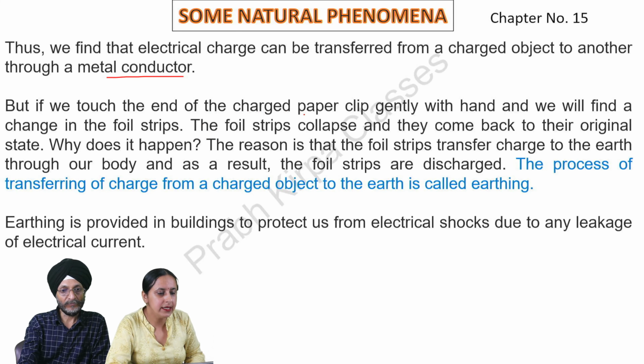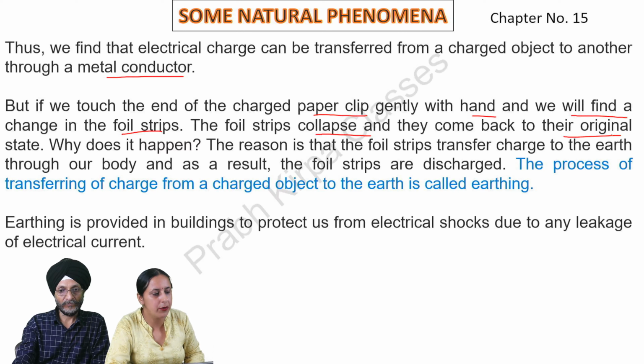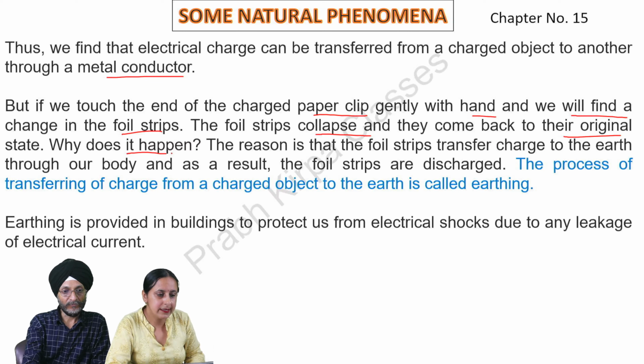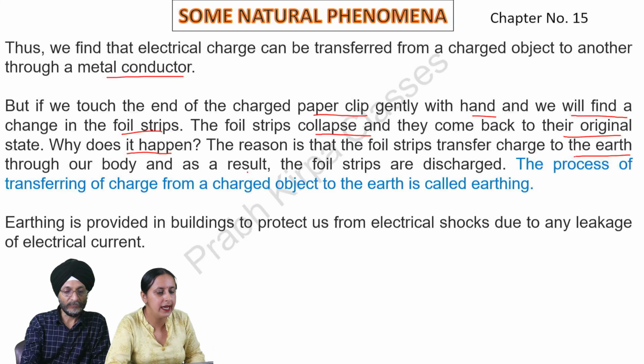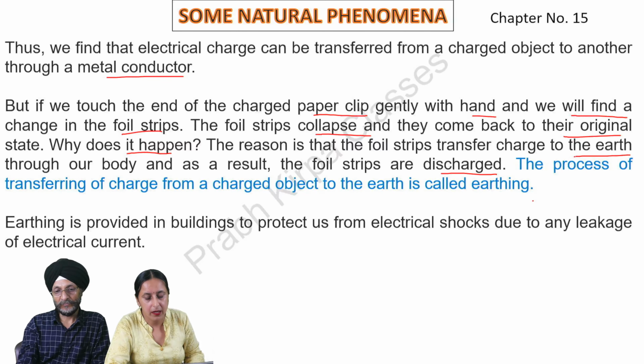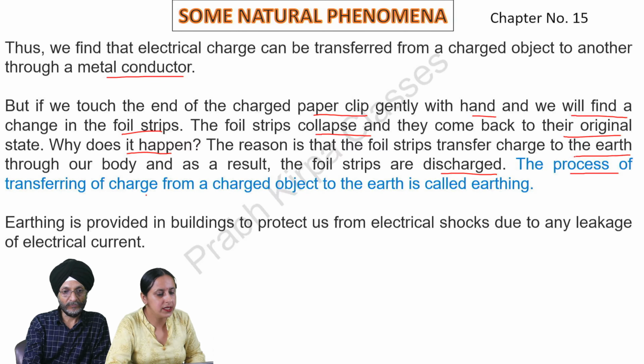But if we touch the end of the charged paper clip gently with a hand, we will find a change in the foil strips. The foil strips collapse and they come back to their original state. Why does it happen? The reason is that the foil strips transfer charge to the earth through our body and as a result, the foil strips are discharged. The process of transferring charge from a charged object to the earth is called earthing.